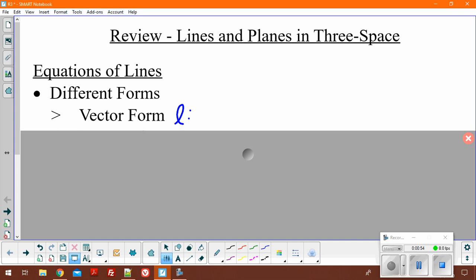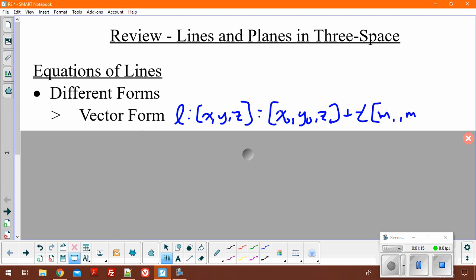So it looks something like this. My equation of a line is, any point on the line, x, y, z, is equal to some initial point or position vector, x naught, y naught, z naught, plus t times some kind of a direction vector, m1, m2, m3.